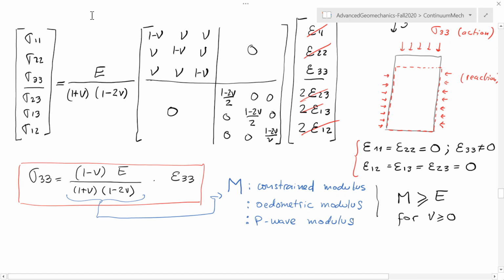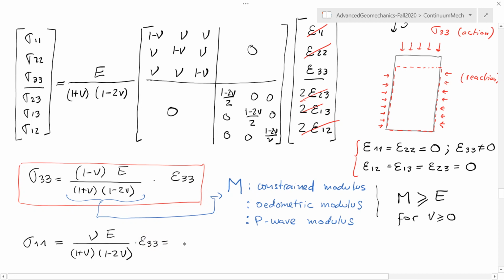Let's take the horizontal stress sigma 11. In order to calculate sigma 11, I need to multiply the first row times the column vector, and notice that now the only element that's going to survive from this dot product is going to be this one times that times this. And let me write that. This is going to be the Poisson ratio times the common factor in the stiffness matrix times epsilon 33.